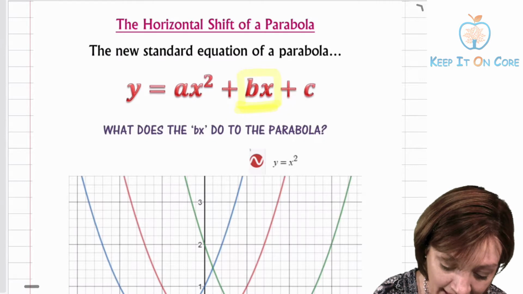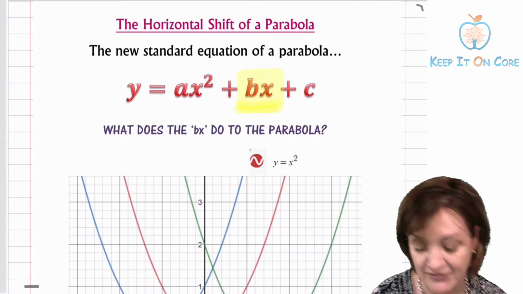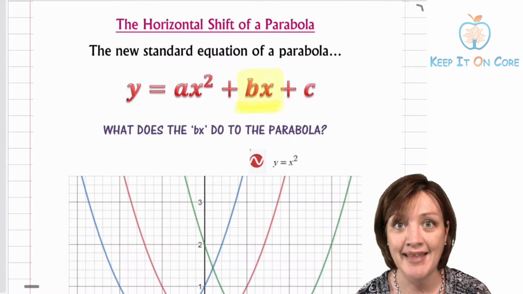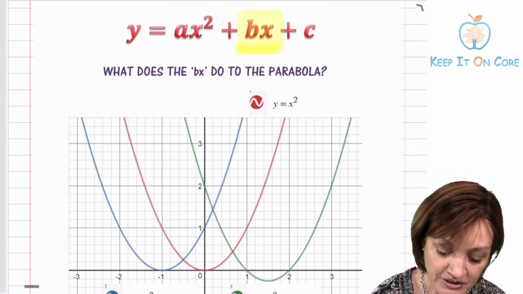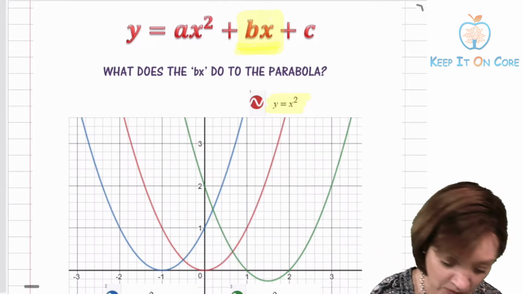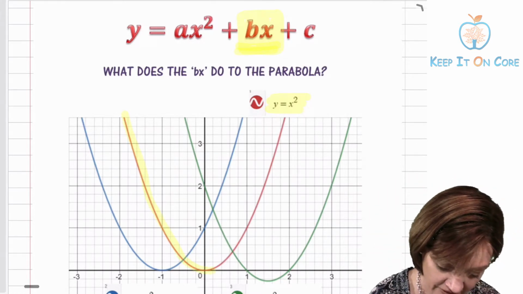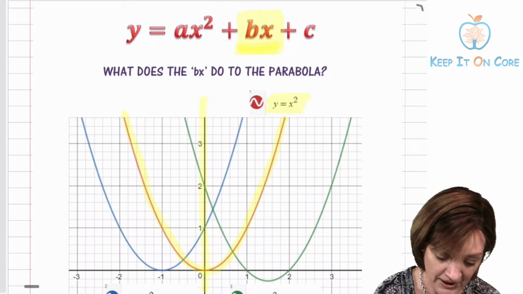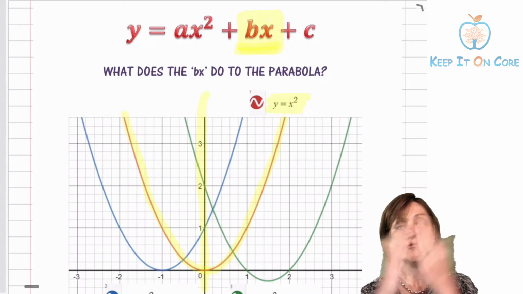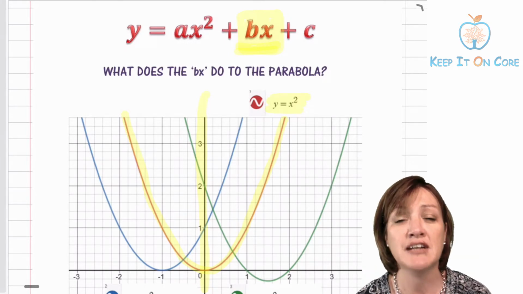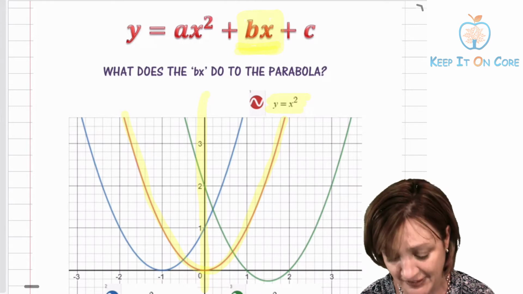By adding a bx term into your equation, we're now going to investigate what happens. So we're going to start once again with the original function y is equal to x squared, and it's this red graph over here, which, as we said, is symmetrical about your y-axis. If we were to fold it along the line x equals 0, each side would fold perfectly on top of the other.